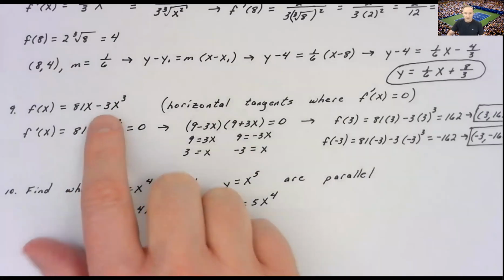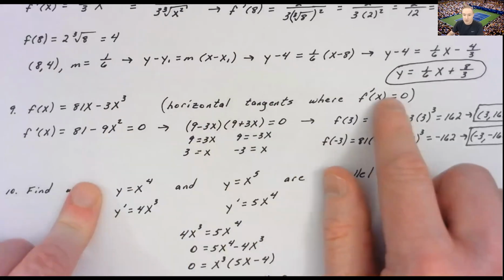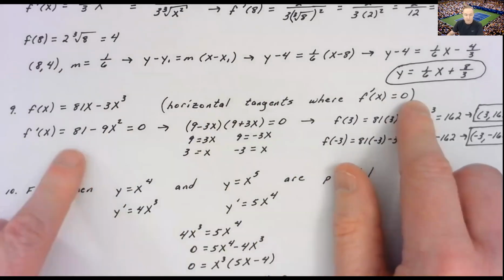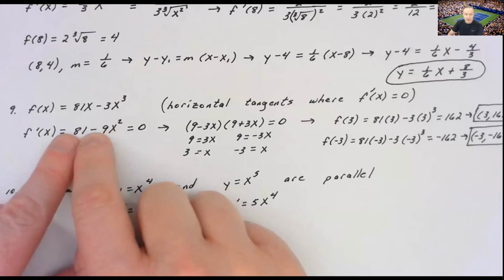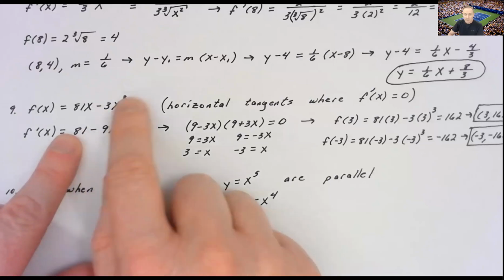Here's my function f of x. Horizontal tangents are going to be when the derivative is equal to 0. So I take my derivative. Derivative of 81x is 81. Derivative of 3x cubed, that's going to give me 9x to the second.